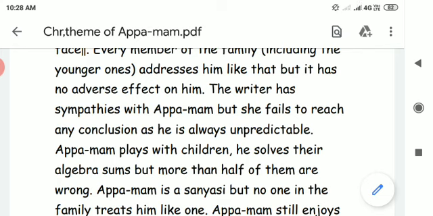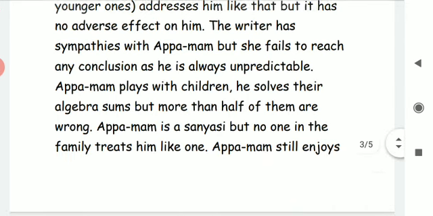Appa-Mam plays with children. He solves their algebra sums, but more than half of the sums are wrong. A very comic character. We start laughing when we see certain activities that he is doing in the house. It is a hilarious type of character. Appa-Mam plays with children, okay? He solves their algebra sums, but more than half of the sums he solves are wrong.